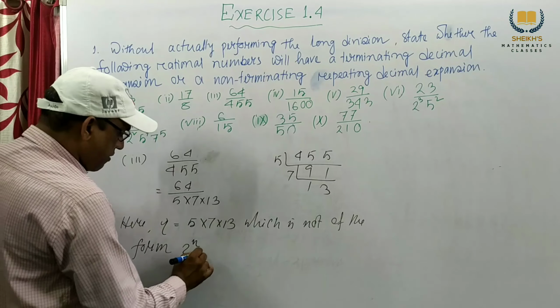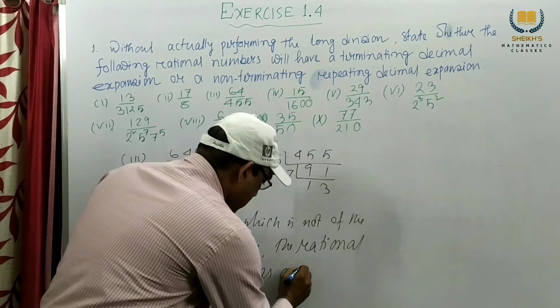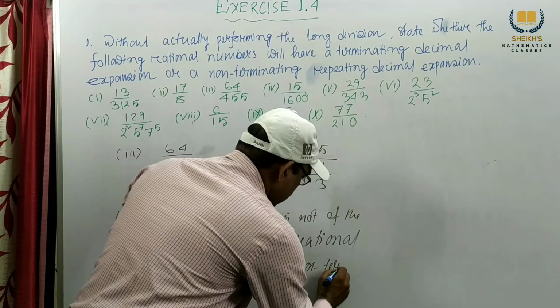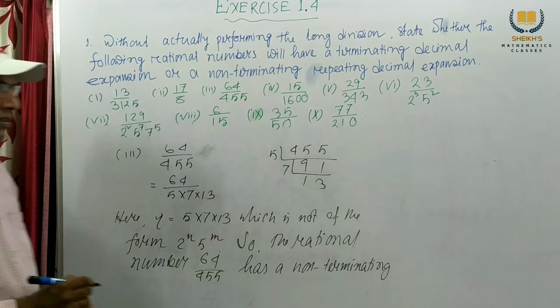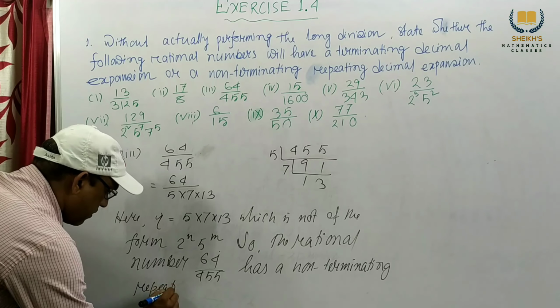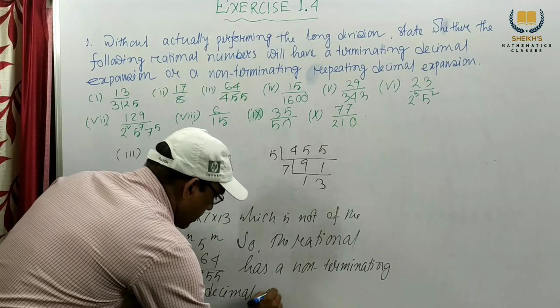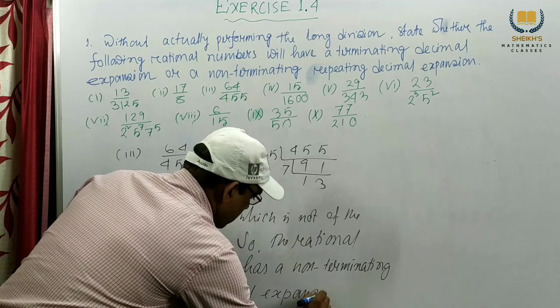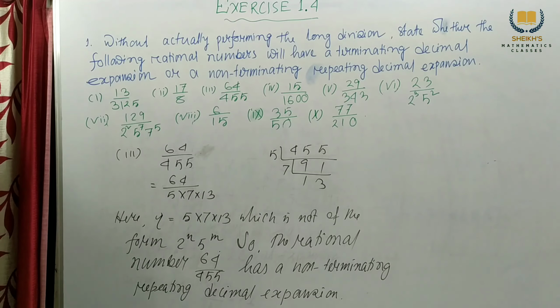64 by 455 has a non-terminating repeating decimal expansion.